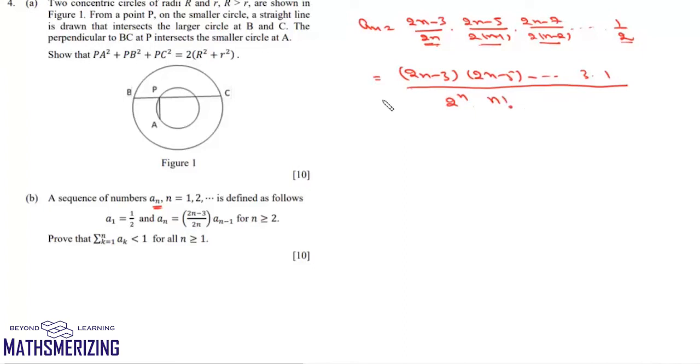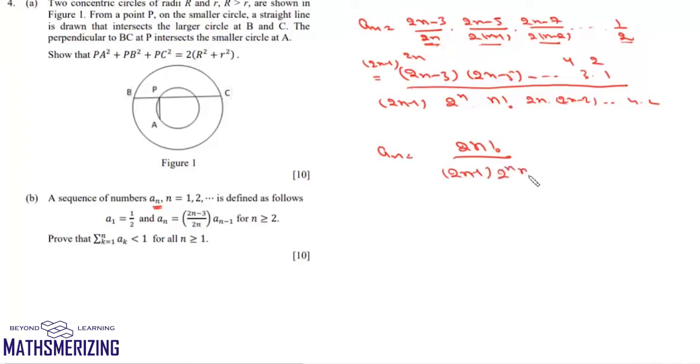Now what we'll also do is multiply 2n minus 1 and divide by 2n minus 1. With that we'll also multiply and divide by 2, 4 up to 2n. So again we multiply 2n, 2n minus 2 and then 4 and 2. So we can write this an as factorial 2n upon (2n minus 1). Now this is 2 to the power n into factorial n, and this also will be 2 to the power n into factorial n. So we can write an as 2n Cn upon (2n minus 1) into 4 to the power n.